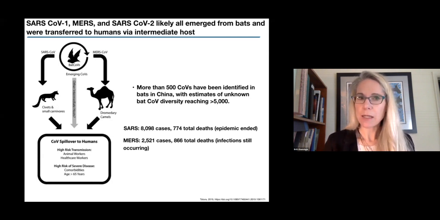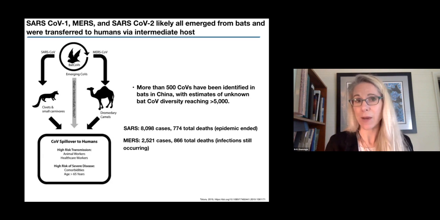MERS coronavirus, which is actually the most lethal of the zoonotic coronaviruses, that is something that is still having emerging cases, basically. So fewer number of total cases, 2,521 to date, with 866 total deaths. So its mortality rate is about 34%, very high. But we still have periodic MERS transmission events occurring. And this is not because MERS is likely circulating in the human population. We think that's not the case.